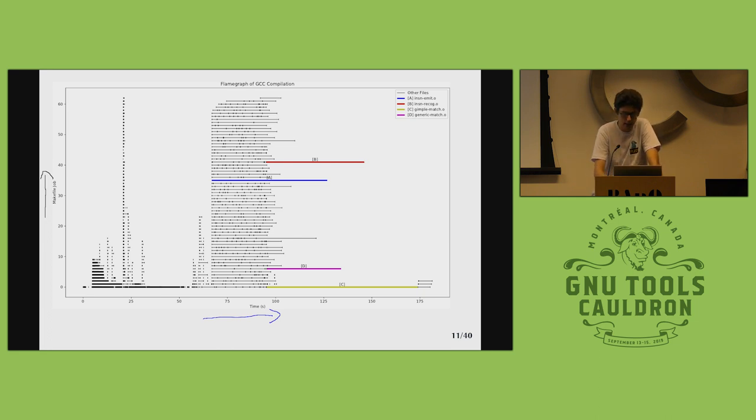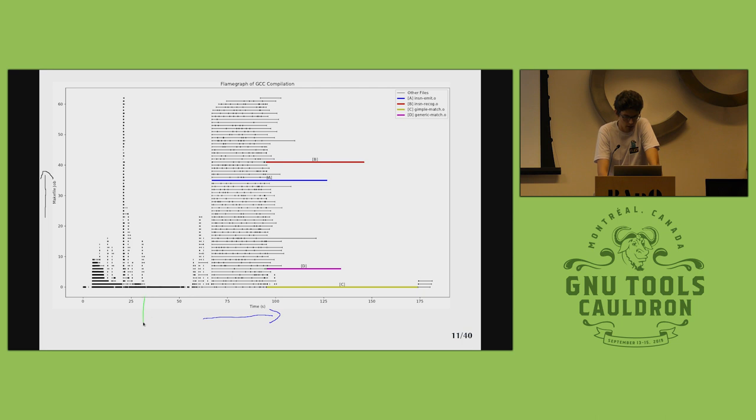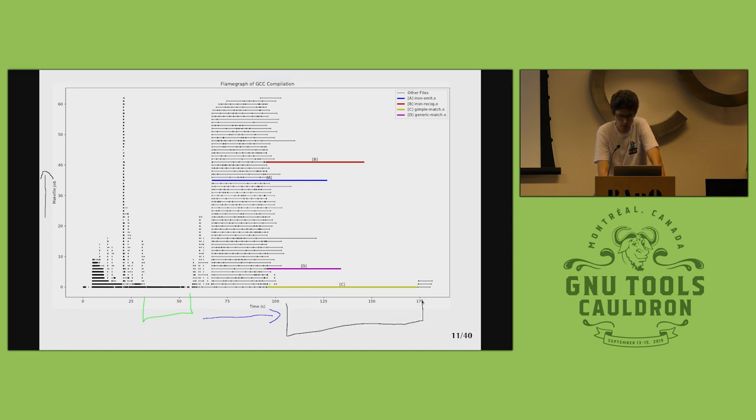We can see that there are some sequential parts bottlenecking the compilation. One is here. This is basically configure, but someone said to me yesterday that there is a cache feature for configure, so maybe this is not really a real problem. And this part right here is dominated by these really huge files.